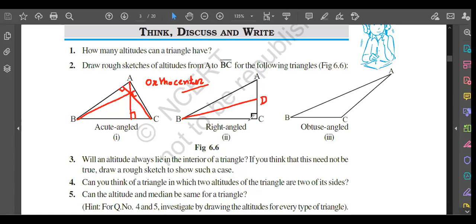Right, everyone? Got it? Because they are perpendicular to each other now. If AC is perpendicular to BC, then obviously BC is perpendicular to AC. Right, everyone? Not ma'am Ragini. Sir.